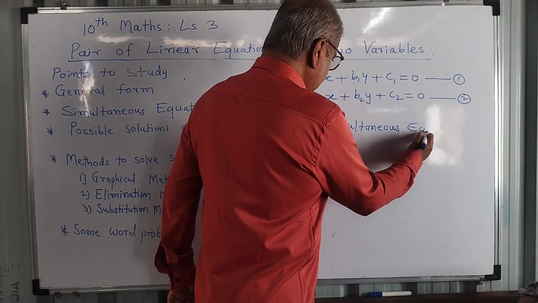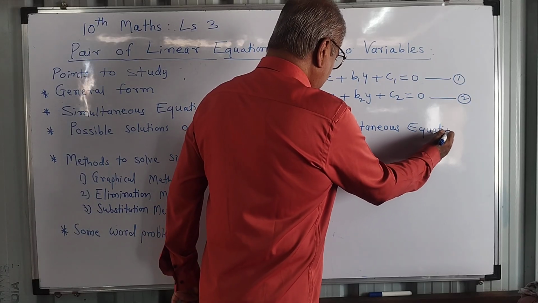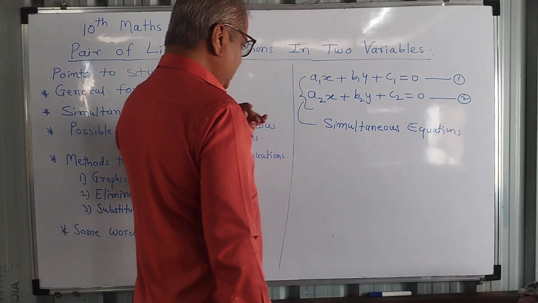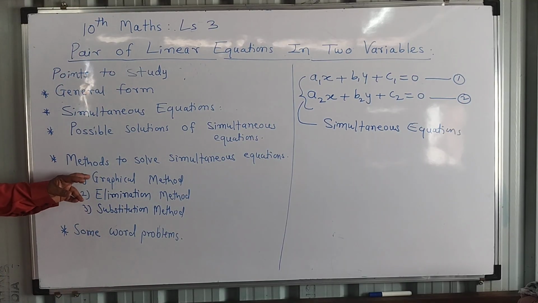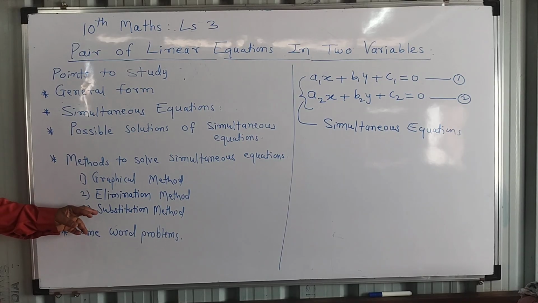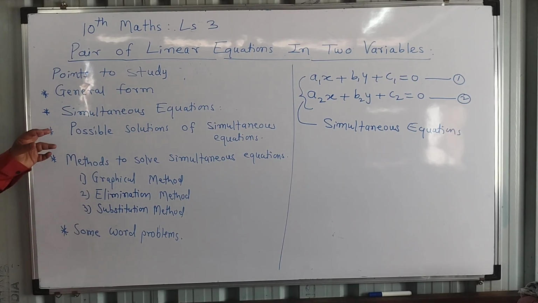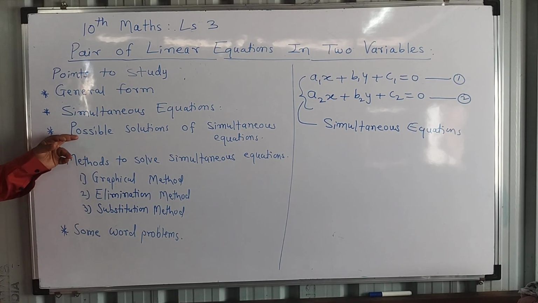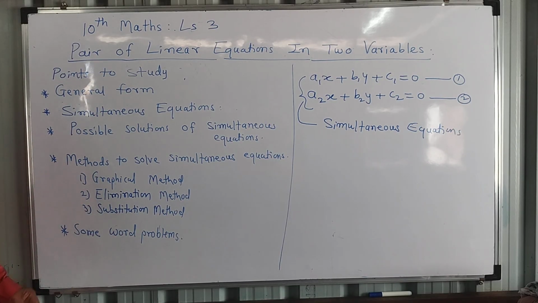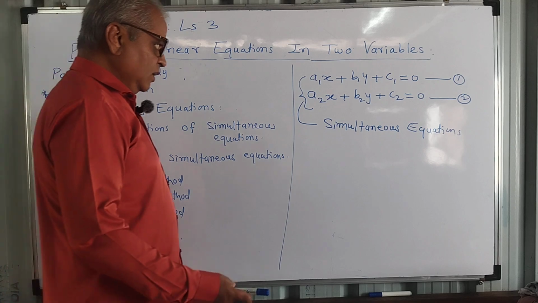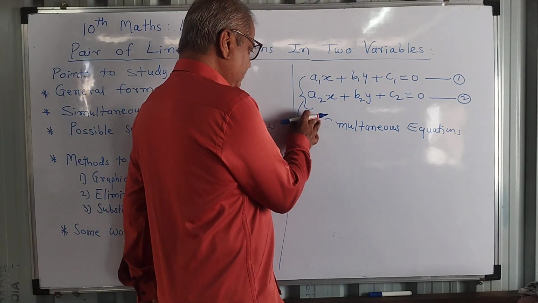Simultaneous equations. And if you try to solve these simultaneous equations, we will have three methods: graphical method, elimination method and substitution method. Meanwhile, we will first consider these two equations and will find possible solutions, a nature of solutions for these two equations by considering coefficients of equations.